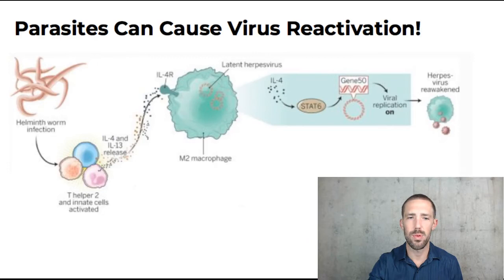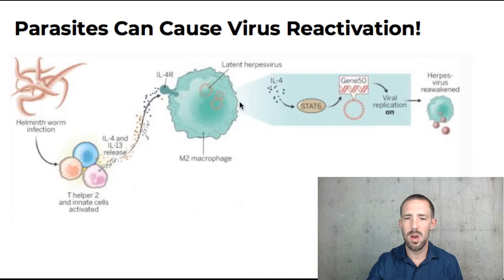So a helminth worm infection, let's say you get an infection with a parasite, it activates the immune system in a certain way called a Th2 immune response. We're about to get into that pretty deeply. Parasites always activate a Th2 immune response. That Th2 immune response is going to release certain cytokines.